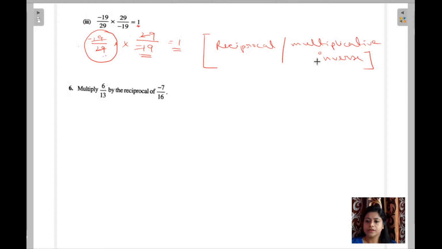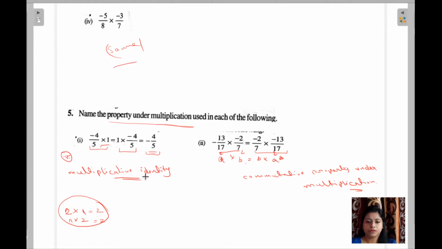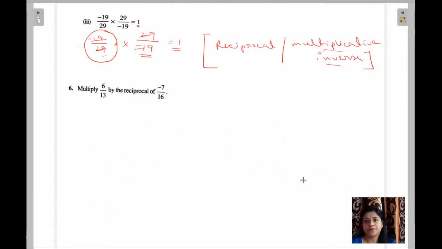This we have solved in the last question. Reciprocal or multiplicative inverse. So number 1 is multiplicative identity, number 2 is commutative property under multiplication, and number 3 is multiplicative inverse. Okay, now number 6.